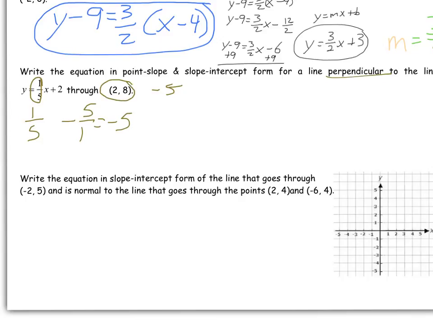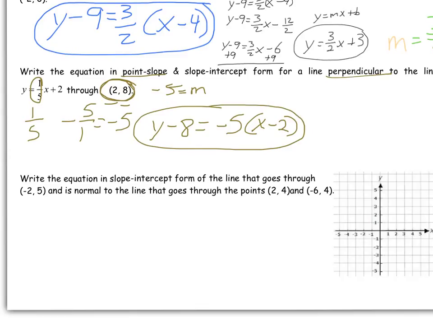So we're going to use point slope form to write this, since I know what my slope is and I have a point. So y minus my y coordinate, which is 8, equals my slope, -5, times x minus my x coordinate, which is 2. Again, getting 2 and 8 from here. What we have now is point slope form. I need to write this in slope-intercept form.